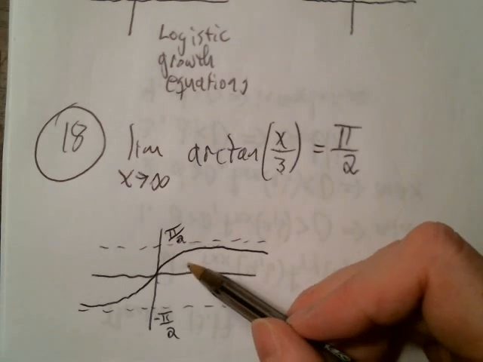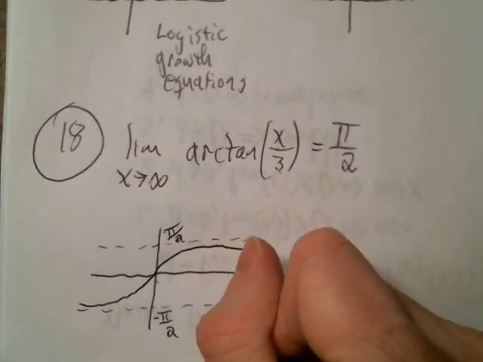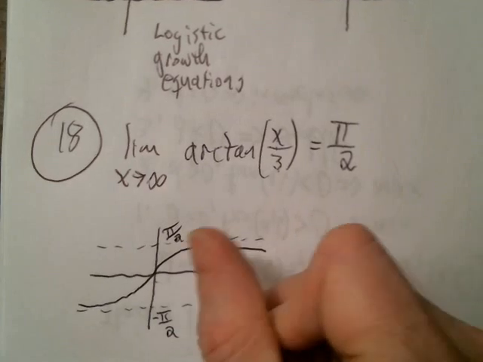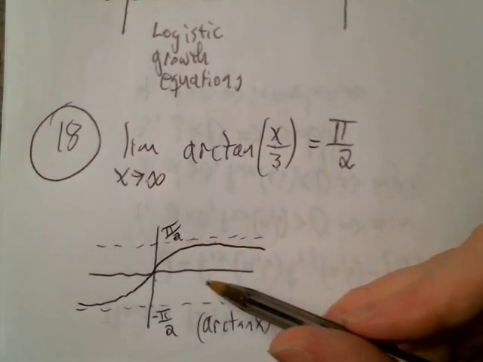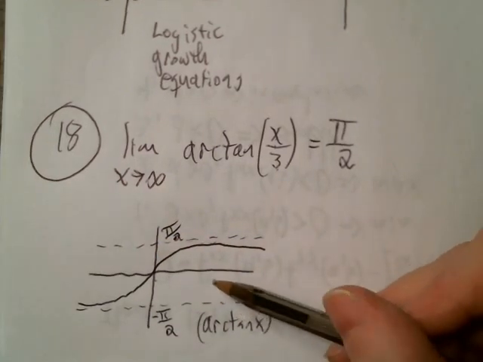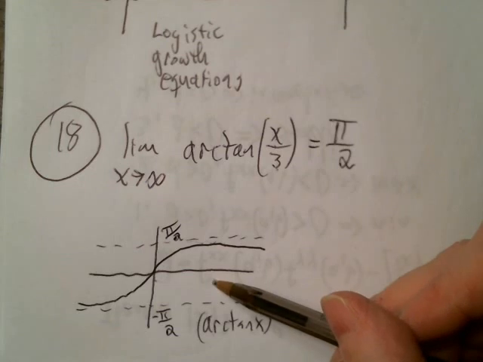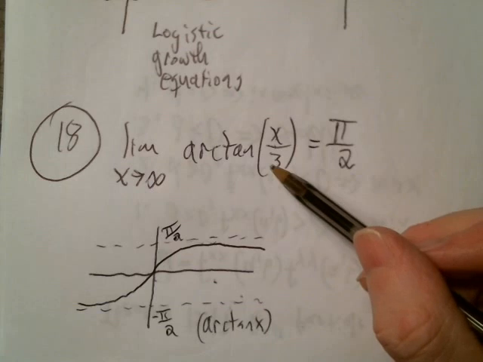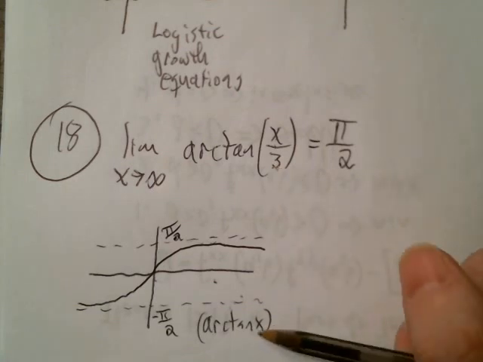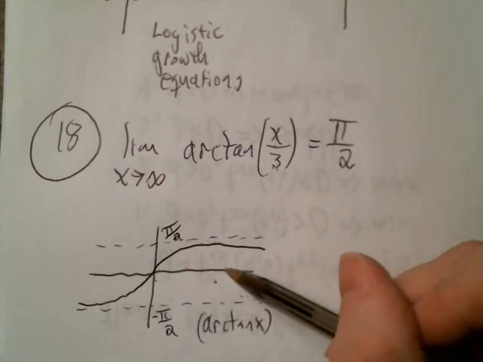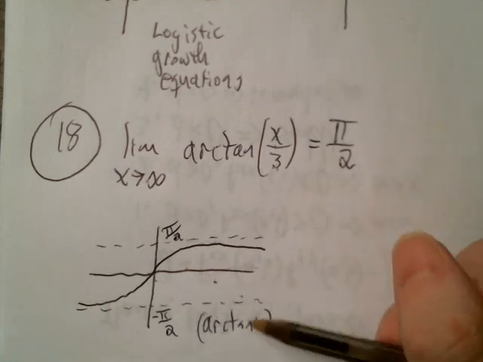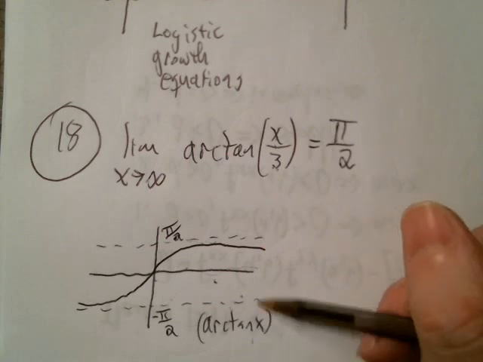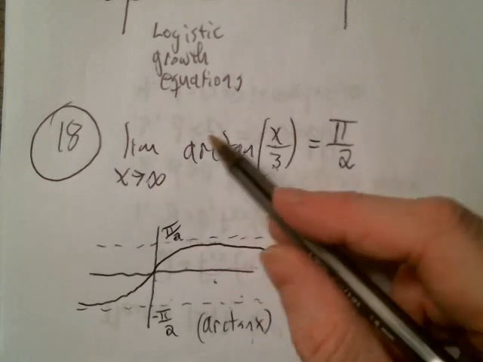So if it was just arctan of x, this thing when it's at 10 would be where this thing would be when it was at 30, right? So it's just a matter of where your x values are, but you can make this correspondence between them. They're the same thing overall.